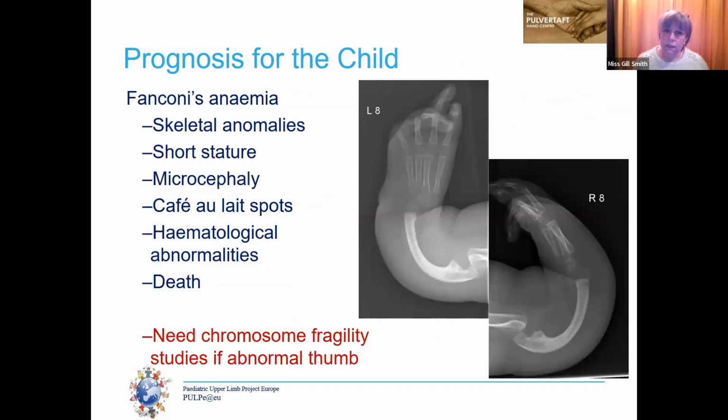So Fanconi's anemia, it's really important that you look to see whether the children have Fanconi's anemia. And the Fanconi Hope guidelines for the UK suggest that any abnormal thumb where you haven't already got another diagnosis, you ought to be looking for this with chromosome fragility studies that can be done on blood or they can be done on tissue, but blood is usually enough.